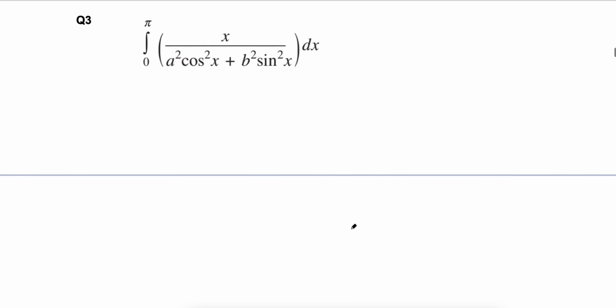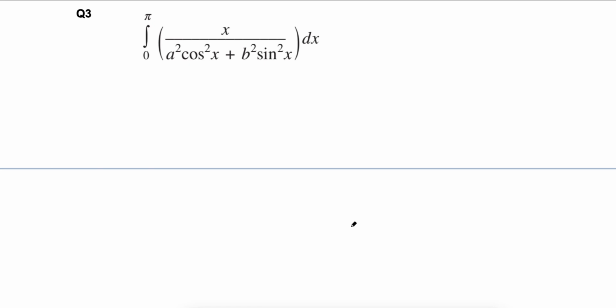Next, what to do? First thing, this I. I don't have any idea. Of course, I cannot apply integration by parts, and I don't want to apply it at all. So what should we do? We'll apply the King formula. So 0 to pi, x will be replaced by pi minus x. Pi minus x divided by a square cos pi minus x whole square.